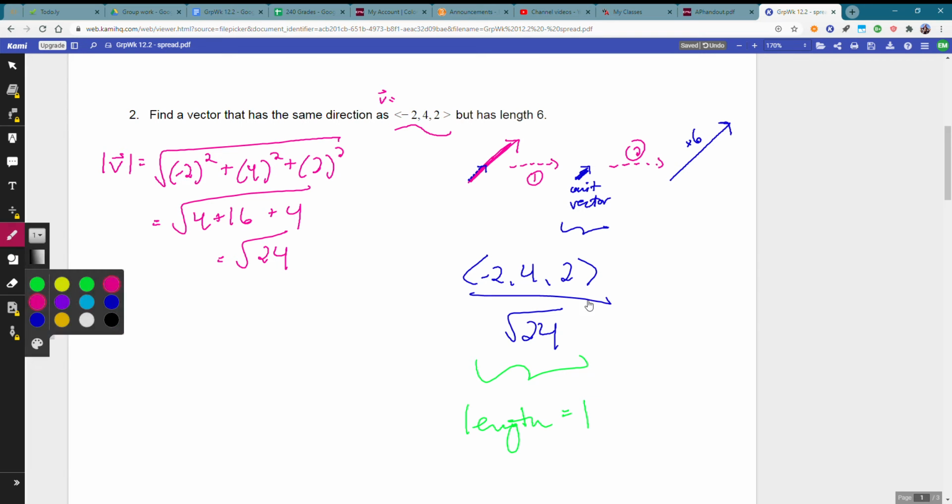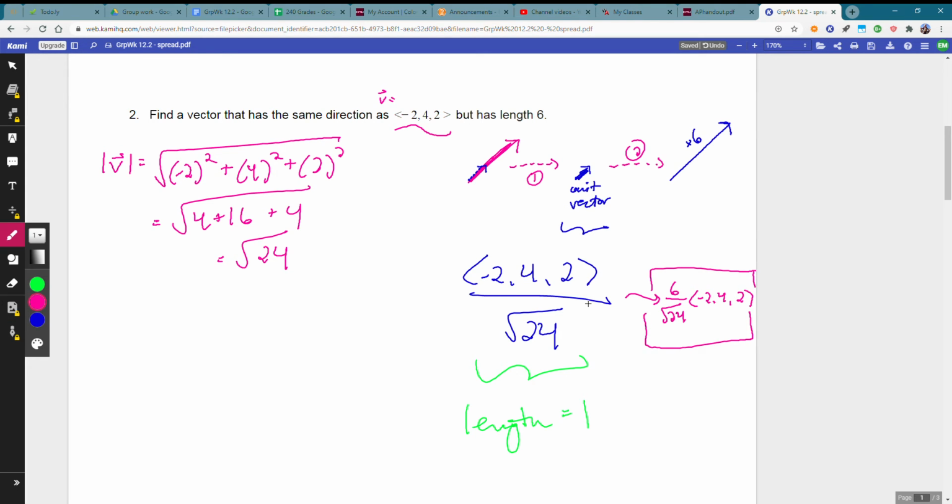And so our final answer, if we do that and maybe just pull out our scalars to the front, is 6 over root 24 times our original vector. So there's our vector that we're looking for. If we wanted to, we could distribute that scaling to each of our 3 components, but I'll just leave it out front.